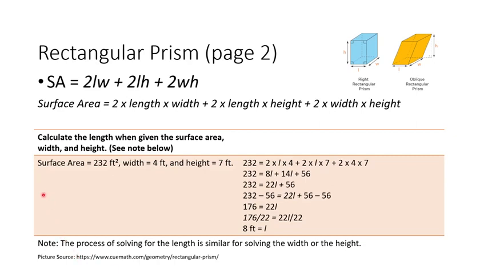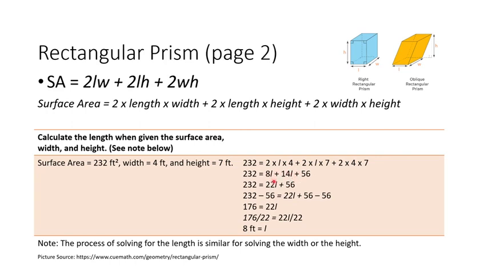So in this example, we're given the surface area as well as the width and the height. We need to determine what the length is. So we're just going to plug in all the information into the formula to solve for the length. We'll start with 232 equals 2 times the length times 4 plus 2 times the length times 7 plus 2 times 4 times 7.